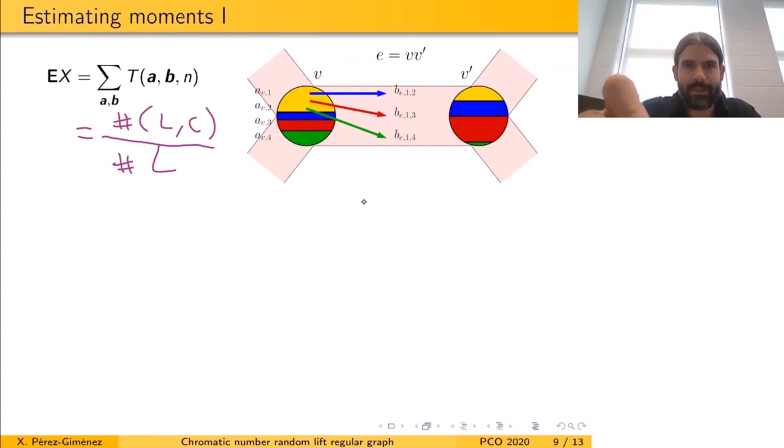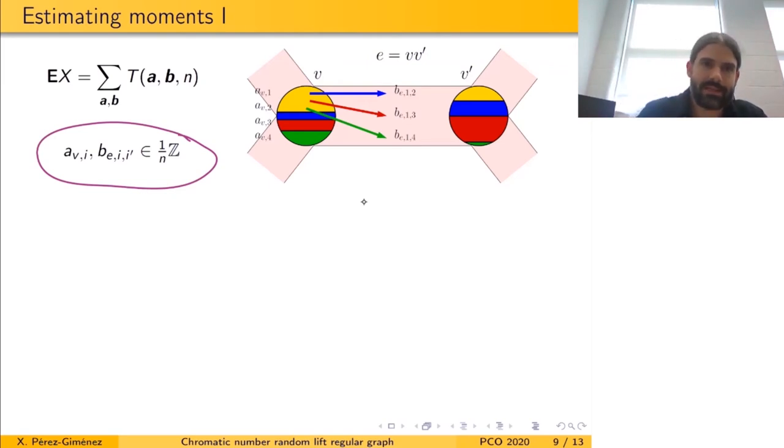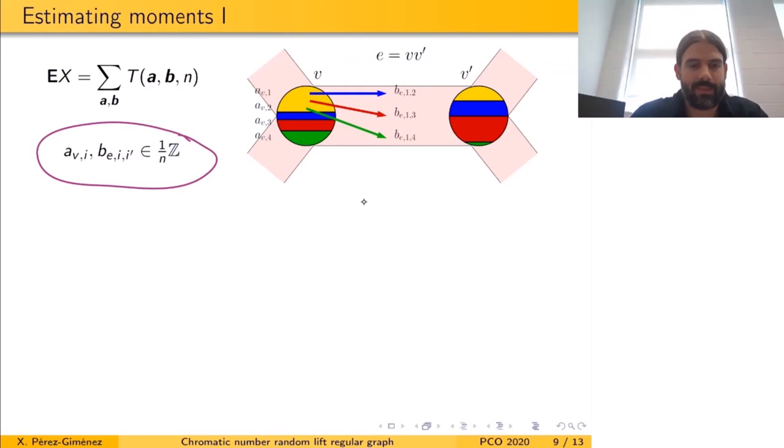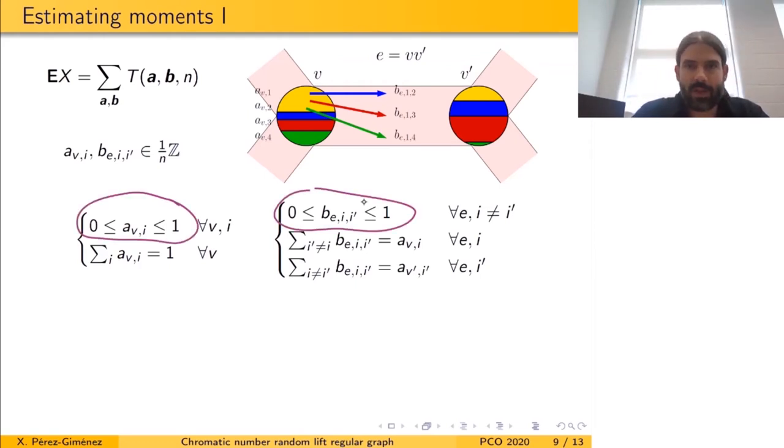But I'm more interested in where these parameters live. First of all, the A's and the B's were proportions. So if I multiply them times n, I get integers, because those were quantities divided by n. So they live in this lattice. You should just remember the word lattice. They also satisfy some inequality constraints, because you can think of them as probability distributions. For each fiber, all the A's add to one, and they're non-negative. For each pair of adjacent fibers, the B's also are a probability distribution. So they live in this polytope determined by these inequality constraints.